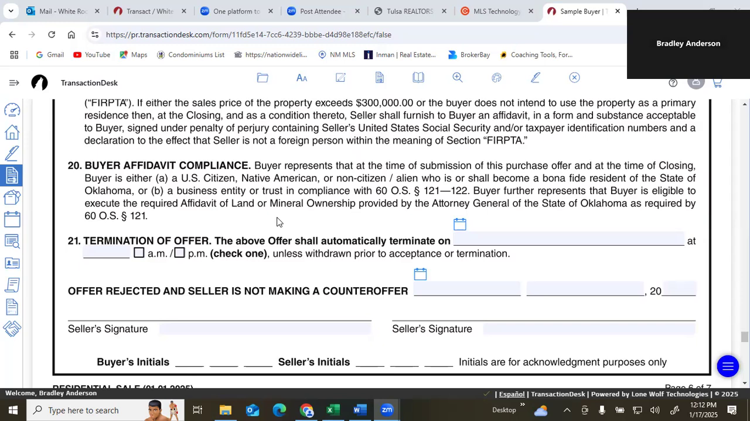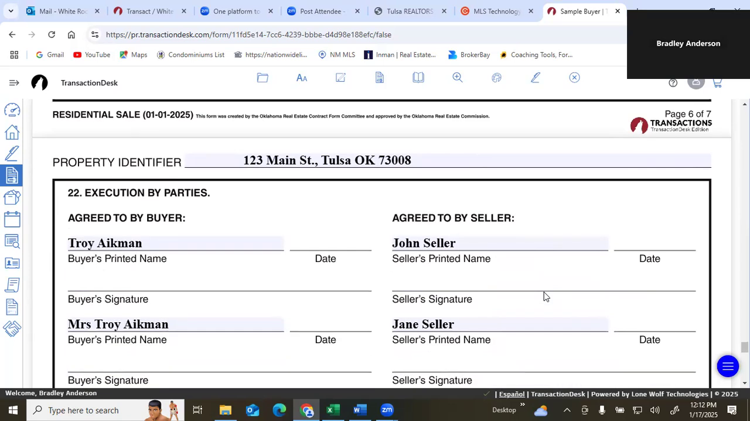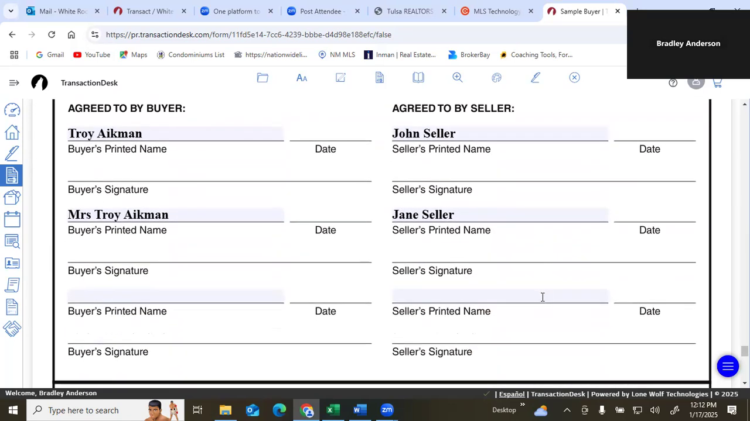And then paragraph 21, termination of this offer. The above offer shall automatically terminate on, and you can put whatever date you want, at 5 p.m., just an example. All right. And then there's a spot for offer is rejected and seller is not making a counteroffer. All right. So that's to be filled in by the seller if applicable. All right. And then this is where you execute the date.